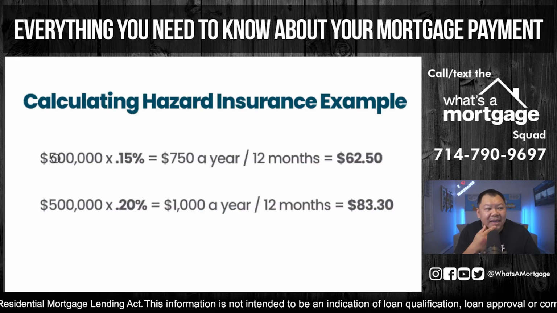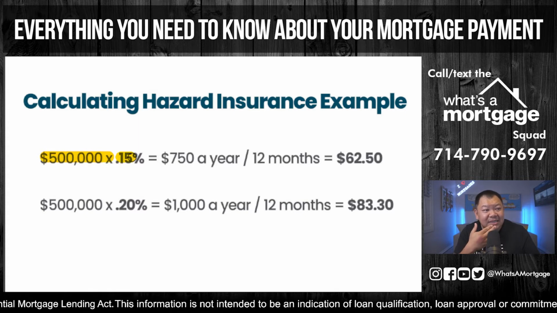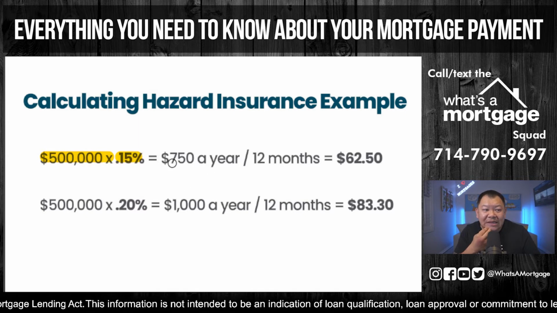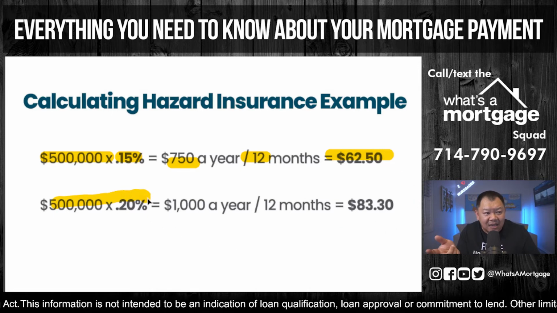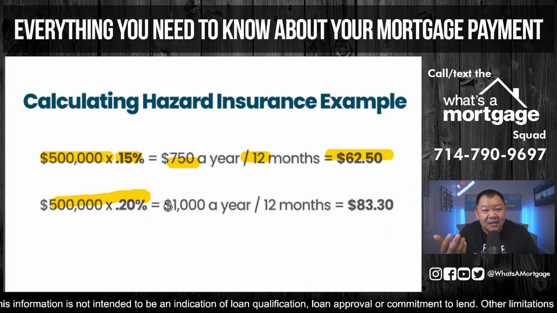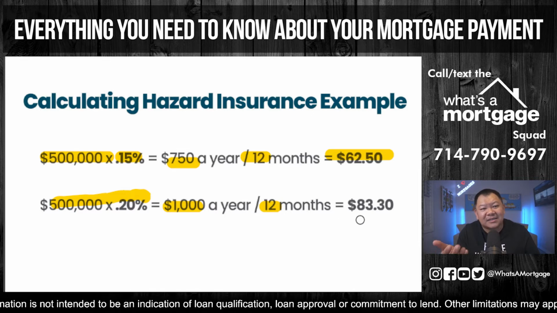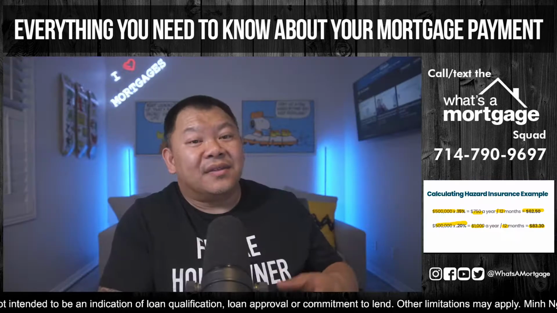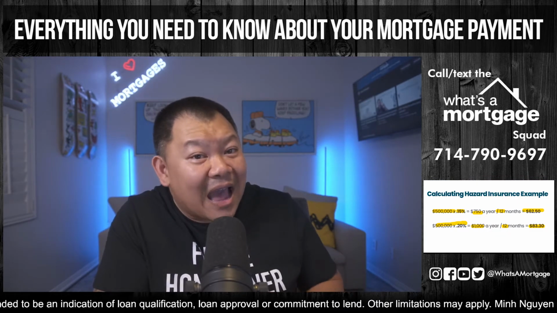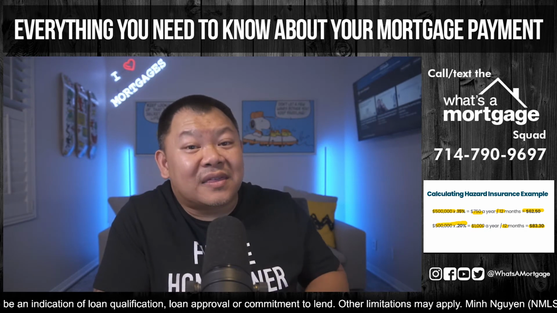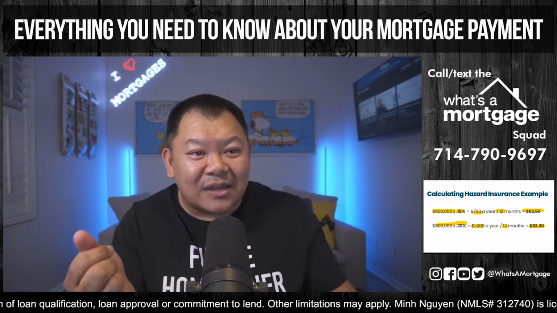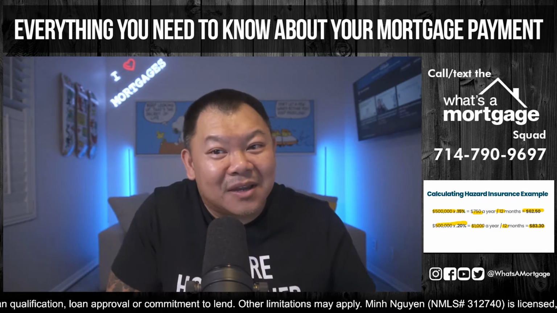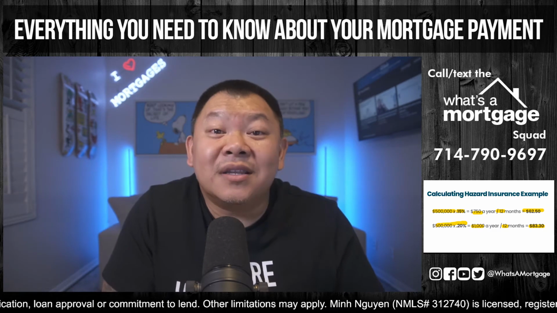Here's an example. They take the $500,000, that's your purchase price, times 0.15 equals $750 divided by 12, that's $62.50. $500,000 times 0.20, if you're going to get the Ferrari version, it's $1,000, that's $83.30. But remember, besides hazard, that covers any theft, any injury on your property. So remember, that extra $20 could be a game changer. It all depends what's important to you.